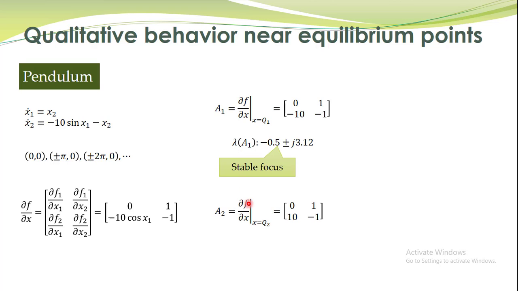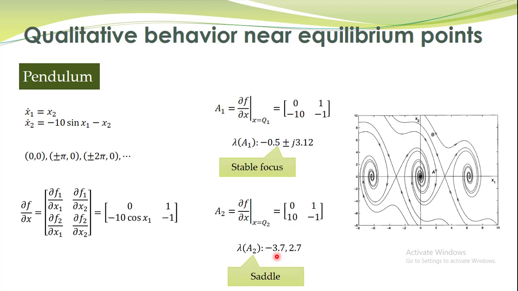Near the second equilibrium point, we have this matrix, and these are the eigenvalues. So what is the qualitative behavior of this nonlinear system near this equilibrium point? That is saddle. And now you know the meanings of saddle and focus. That is what we have already seen from the phase portraits. This equilibrium point was a stable focus, and this equilibrium point was a saddle.